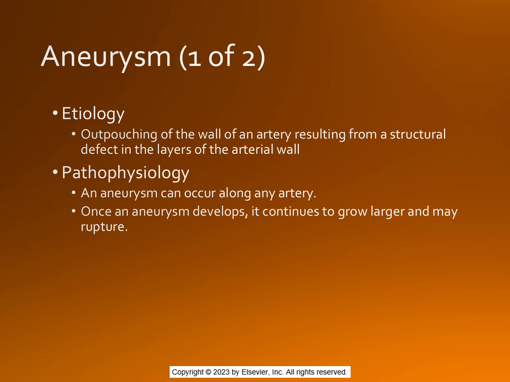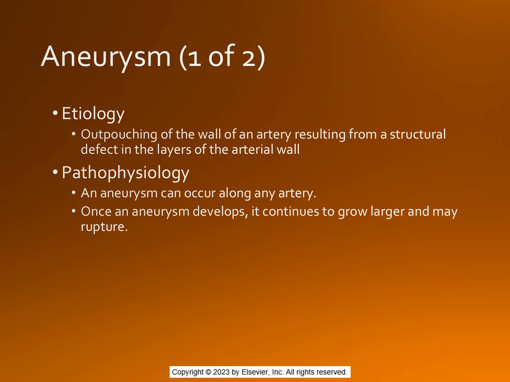Congenital malformations, diabetes mellitus, and hyperlipidemia will all predispose the patient to various types of aneurysm. However, atherosclerosis and hypertension are believed to be the major factors within their development. An aneurysm can occur along any artery. Once an aneurysm develops, it will continue to grow larger. Aneurysms can eventually rupture if they're not repaired.